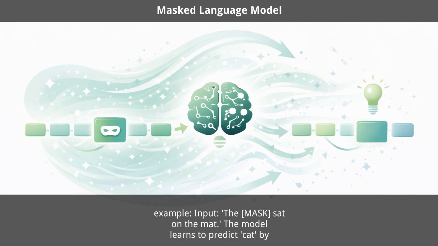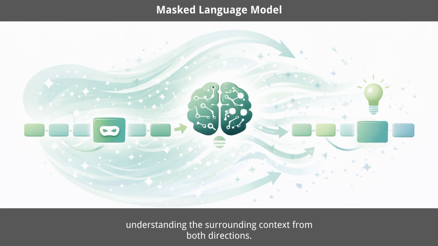For example, input: "The [MASK] sat on the mat." The model learns to predict "cat" by understanding the surrounding context from both directions.